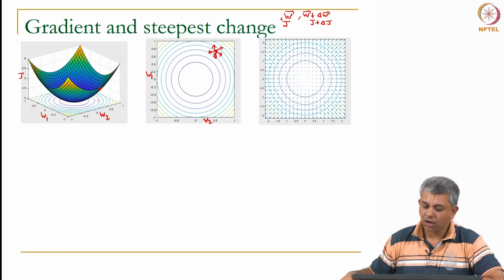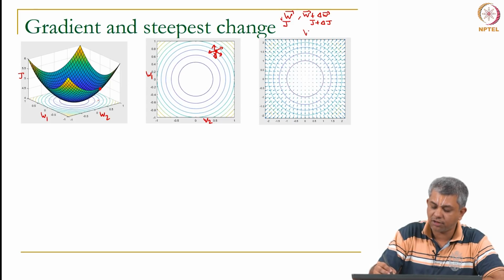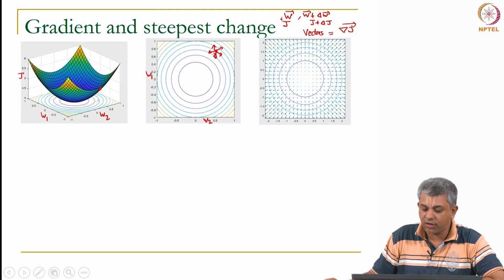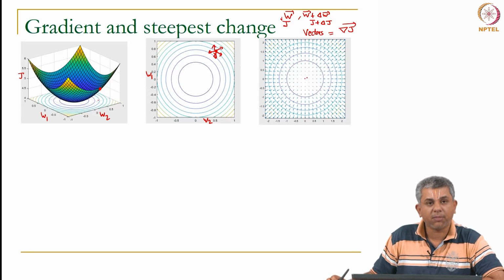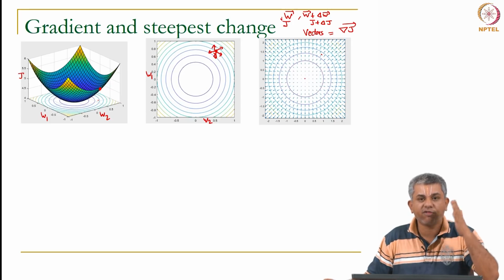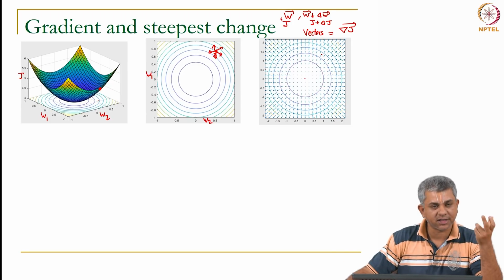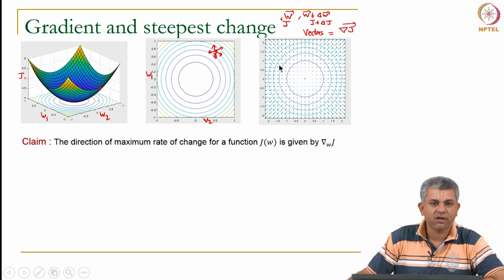Now, what I have plotted here are actually vectors which are equal to gradient of j. You can see that as they come near the origin they become smaller and smaller, and at every point grad j itself points in a certain direction. It is a vector, it has a magnitude, it also has a direction.